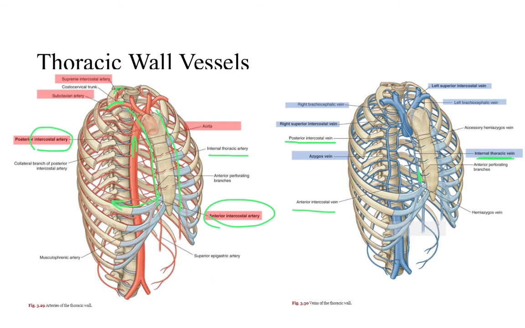And the posteriors are going to drain into the azygous vein. Azygous, of course, means unpaired. So it's only going to be located on the right half of the body of the thoracic wall. And then, of course, that's going to drain here into the brachiocephalic trunk, as well as the internal thoracic veins draining into the brachiocephalic trunk as well. And keep in mind that these brachiocephalic trunks drain into the superior vena cava, and of course that's going to go right back to the heart.